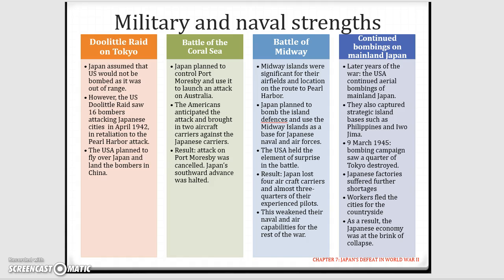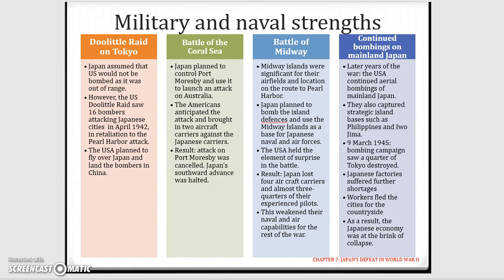Okay, we are still on USA strengths, by the way. So the first factor is still on USA strengths. Other than the economic strengths, we have military and naval strengths. This is where there are some details that it will be good if you try to remember one or two things. Now, the very first one, the Doolittle raid on Tokyo.